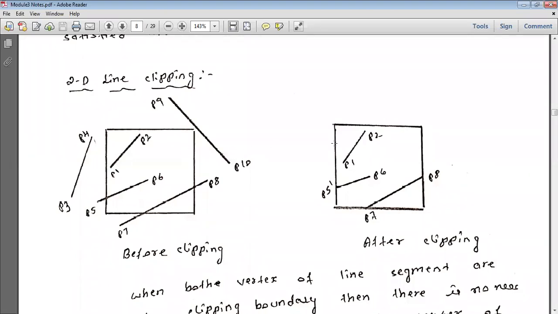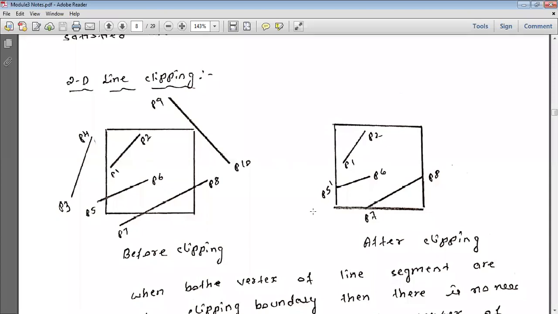The entire line should be present in the output, right? Second type of lines, where both the endpoints are outside the clipping window. When this scenario comes, when both endpoints are outside the clipping window, obviously I need to delete that complete line. I need to clip that complete line.